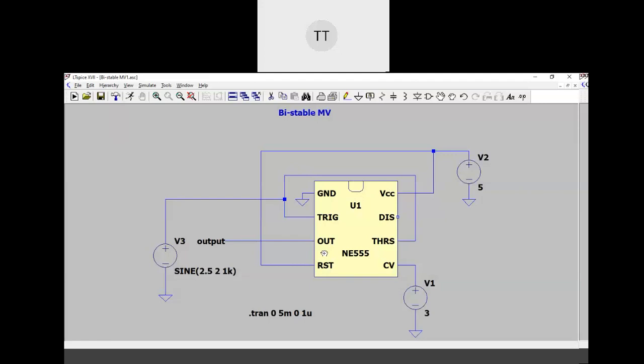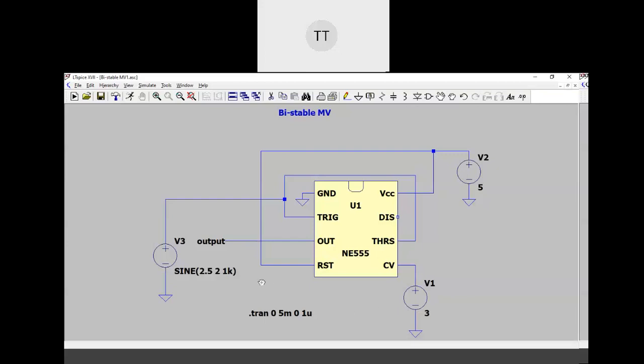Is it similar to your bistable multivibrator? Yes, sir. If you can carefully see, we have connected trigger and threshold, and that is the input, and output is pin number 3. And of course, we have connected reset and VCC to 5 volt, and the control voltage is 3. Correct? Yes, sir. What is expected now from this bistable multivibrator?